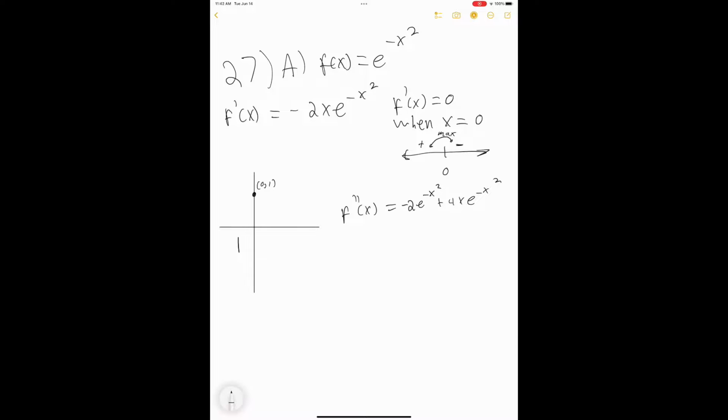Right, so our second derivative is going to be negative 2 e to the negative x squared plus 4x squared e to the negative x squared, by the product rule, right? So we're going to have to figure out when this is equal to 0. That's going to give us the inflection points of our function.